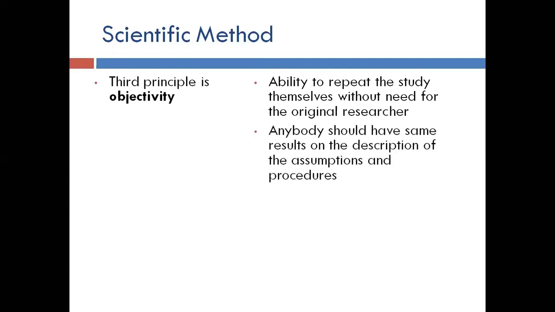So anybody should have the same results based on the description of the assumptions and procedures. The original researcher must describe the assumptions and procedures behind his or her study. When we have the assumptions and procedure, the results must be there, and we must have the same result or same conclusion. Otherwise, the study cannot be objective. Objectivity is that principle where we can repeat the study without the original researcher.